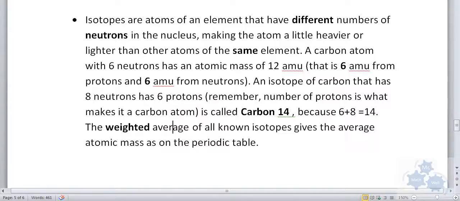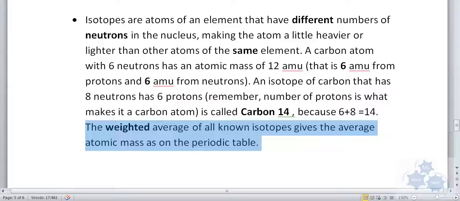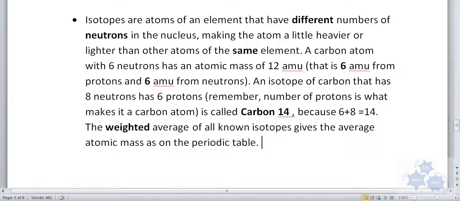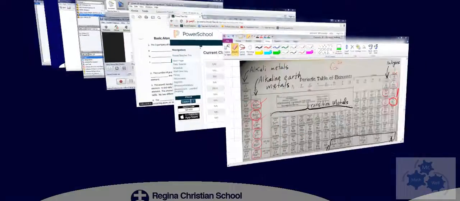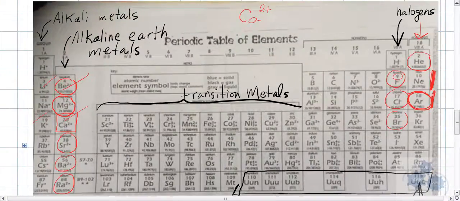Now, the average atomic mass that I've talked about before is the weighted average of all known isotopes. The weighted average. So the boldface terms should be your blanks there. You fill those in. If we go back to our periodic table, for carbon here, 12.0107. That's the average atomic mass. And all of these elements will have long decimals for average atomic mass, because that's taking into account all of the isotopes of carbon and their relative abundance.